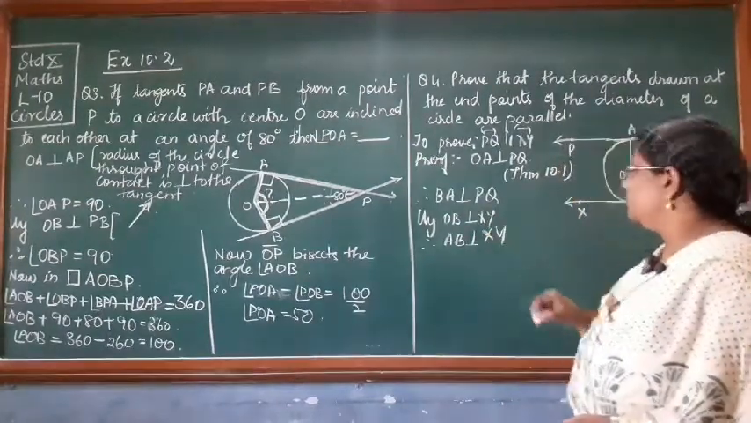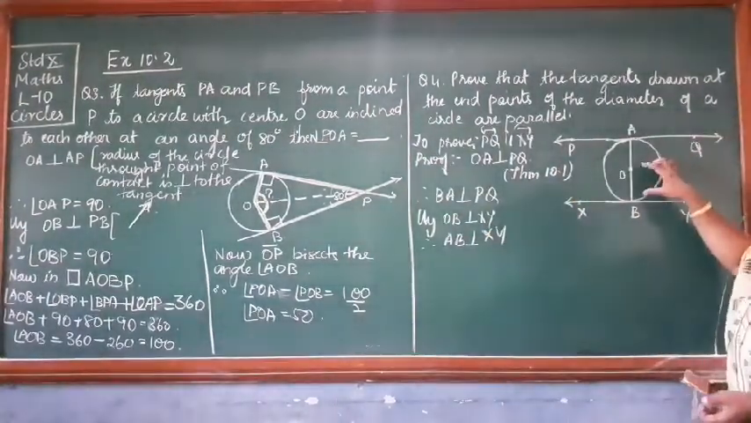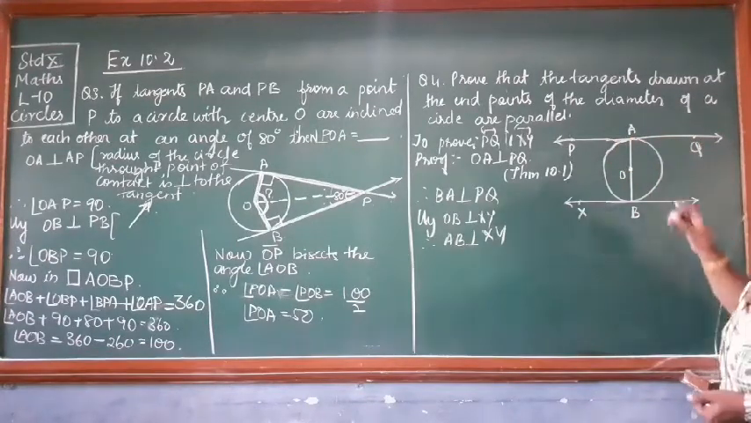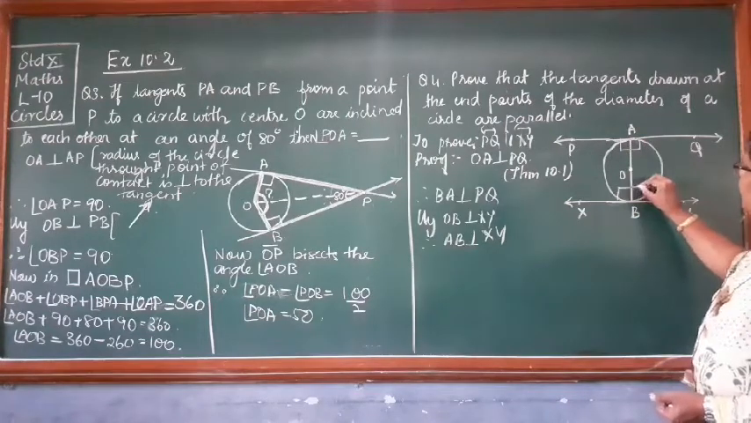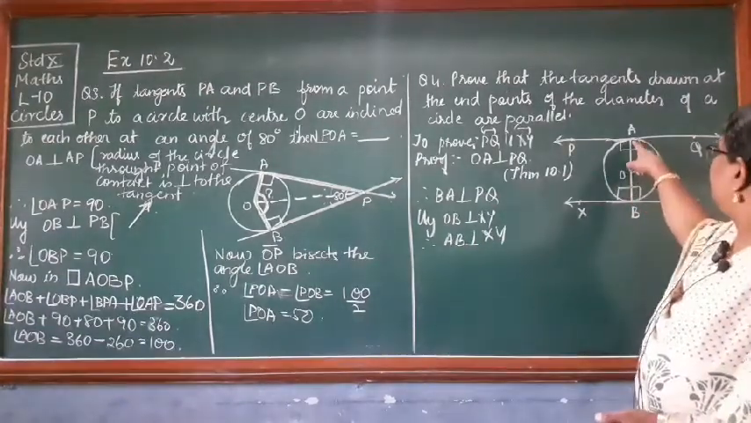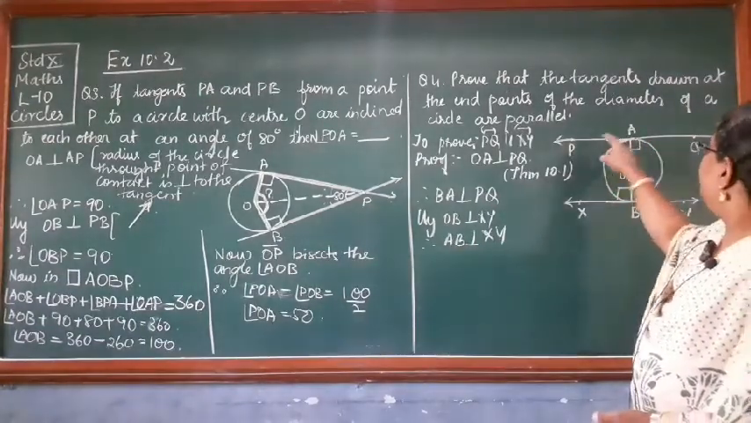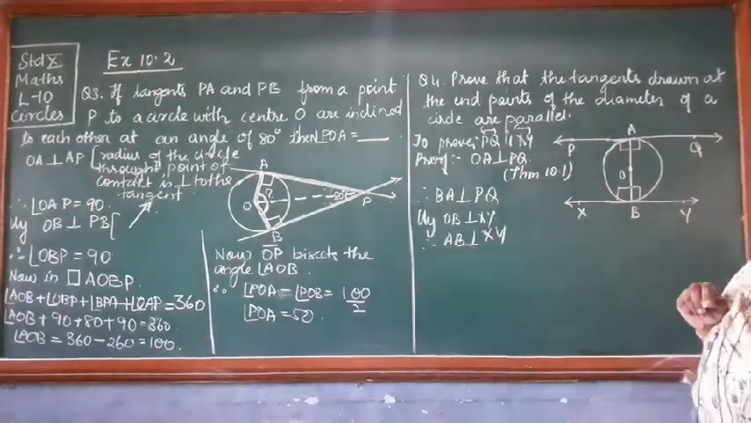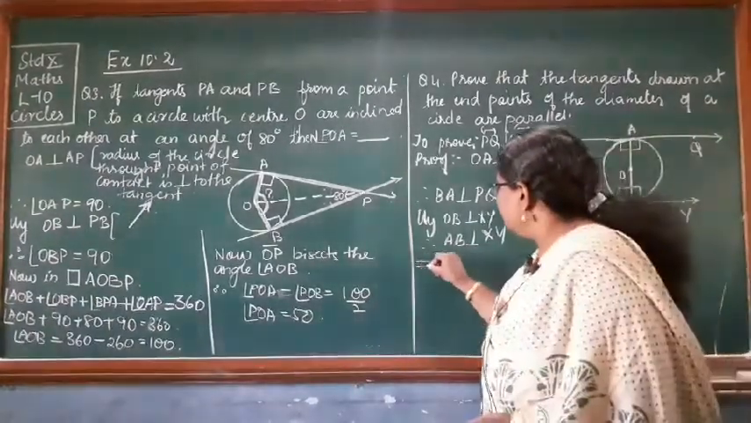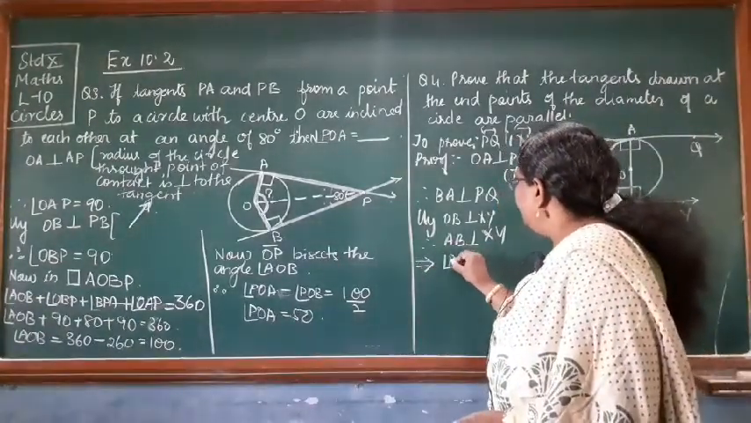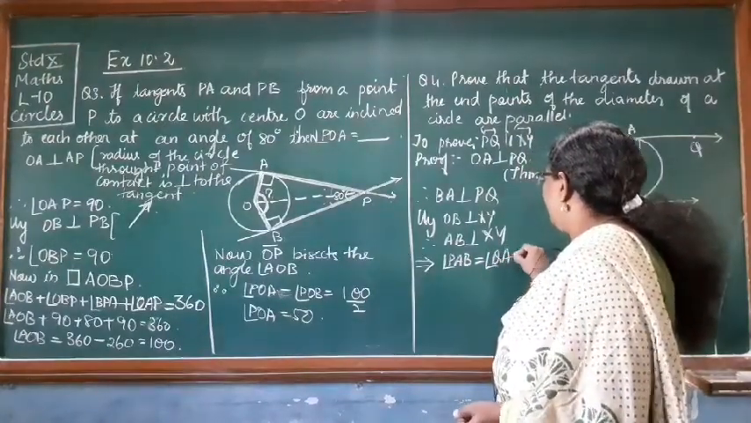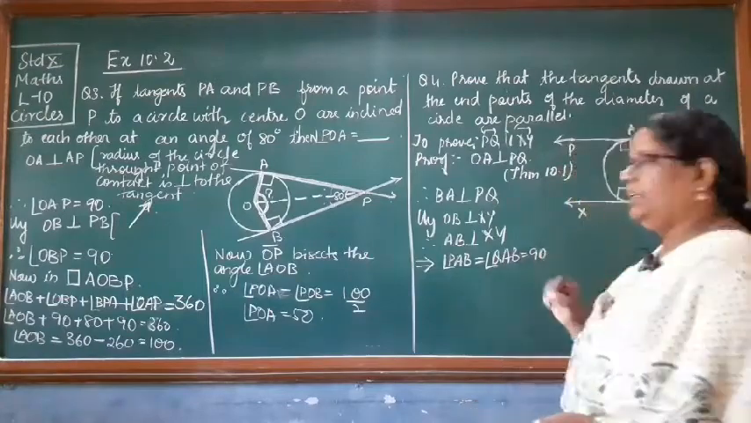We can say this also. Now these are perpendiculars: AB perpendicular to XY and BA perpendicular to PQ. What does it imply? These angles are 90 degrees. BA is perpendicular to PQ, that implies that angle PAB and angle QAB are equal to 90 degrees. So angle PAB equals angle QAB, both will be equal to 90 degrees.